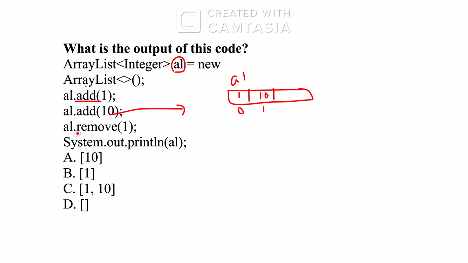Then here, remove. Please understand, you are not removing 1. You are going to remove the element that is present at index 1. So 10 will get removed. Then now we are printing the value of AL. So what will it print? Only one element is left in our array list, that is 1, and that gets printed. Option B is the right answer.